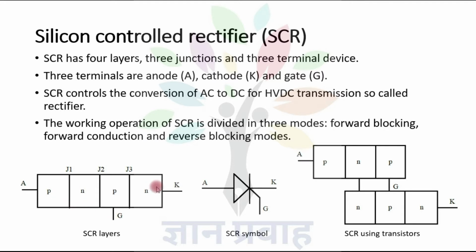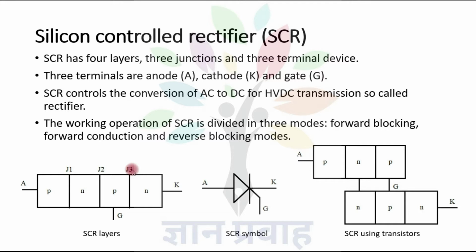4 layers create 3 junctions. One junction is here, that is a PN junction, junction 1, J1. Second junction is here, a PN junction, and this junction is J2. Third junction is here, that is a PN junction, and its name is J3. So current conduction in the SCR is possible if all these junctions are operating in forward wise. If any junction is operating in reverse wise, then there is no current conduction. And in this case, SCR is in off state.